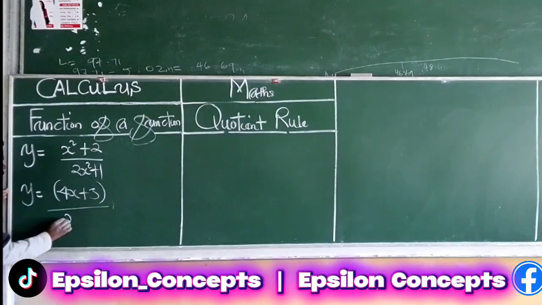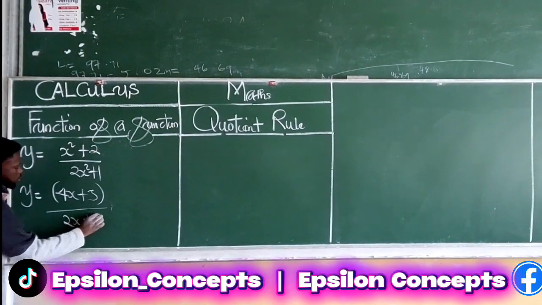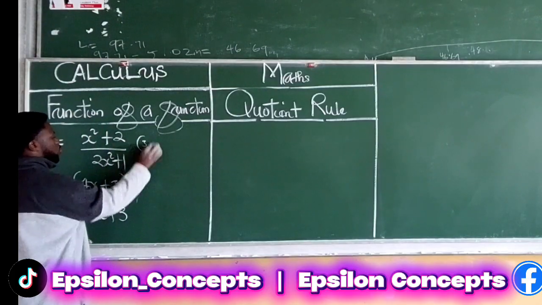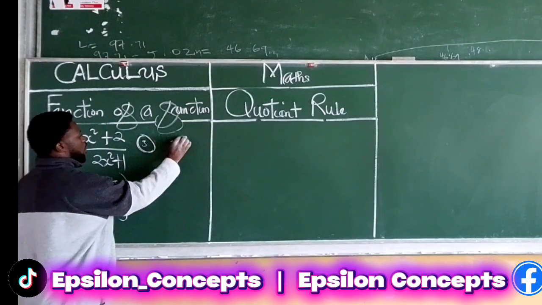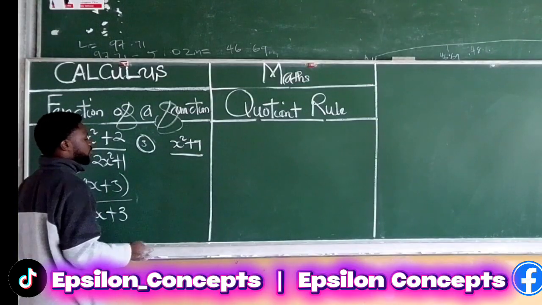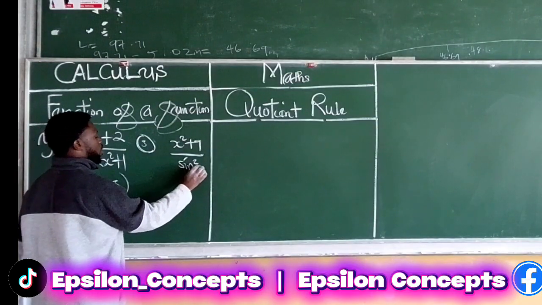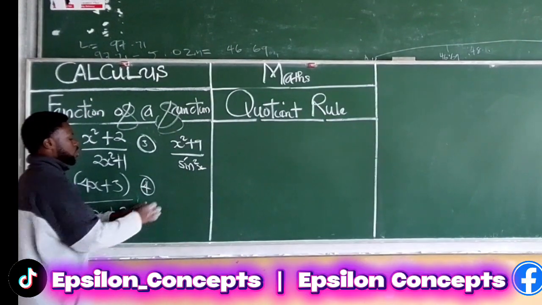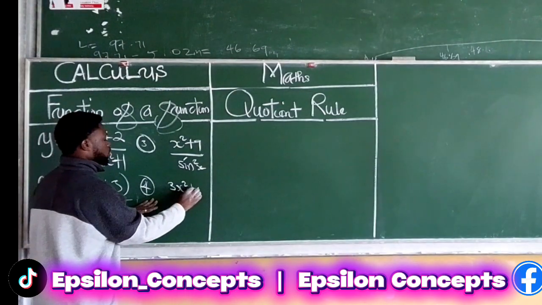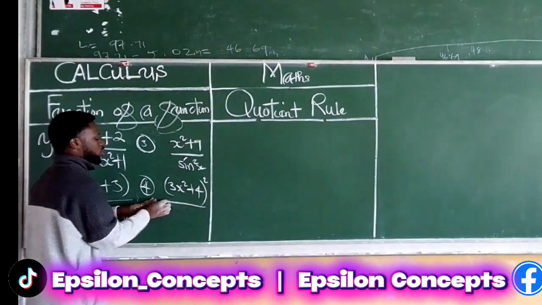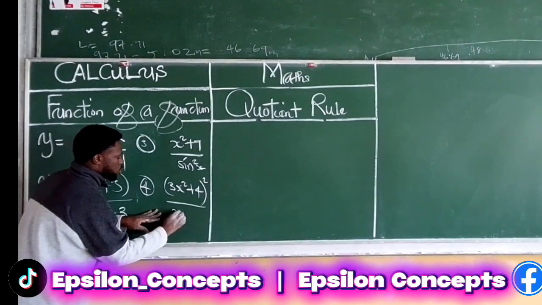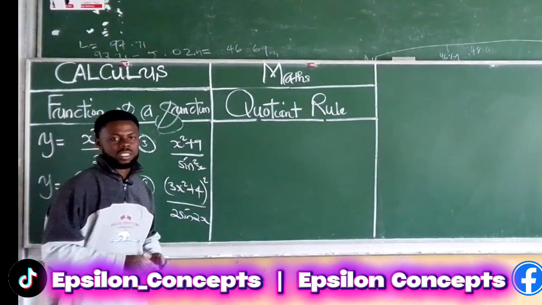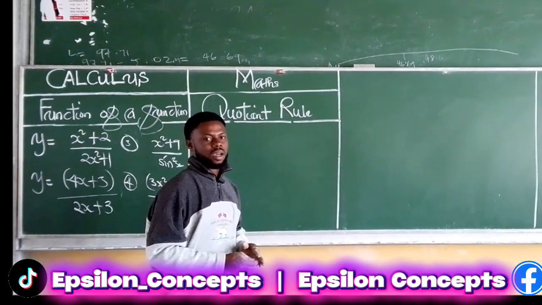divided by 2x plus 3. Another example of the quotient rule could be 3x squared plus 9 divided by sine squared x. Another example is (3x squared plus 4) raised to the power of 2 divided by 2 sine 2x. So these are examples of the quotient rule on the board. It is always a function divided by another function.